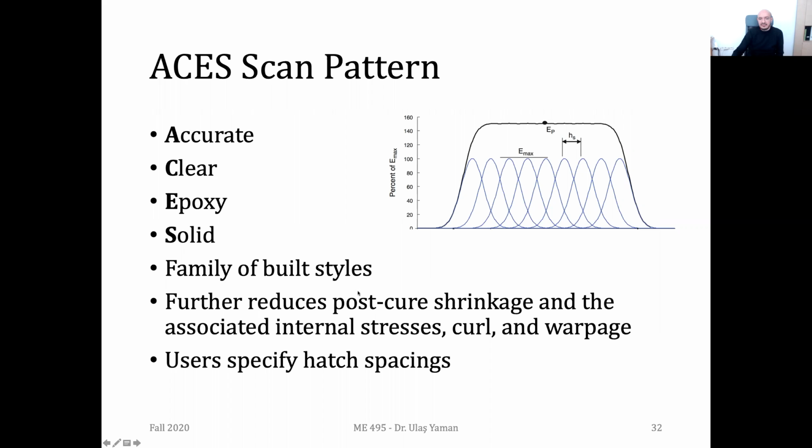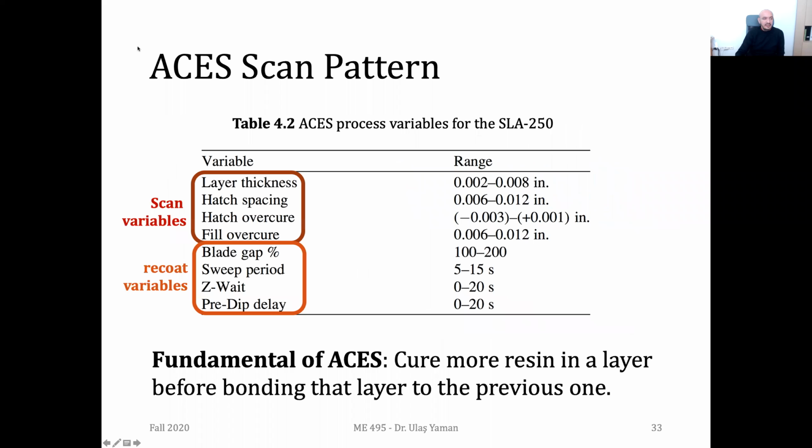So with the help of it, the problems of curing are further reduced. They have eliminated the shrinkage, internal stresses, and warpage. But obviously, as I said, you cannot just use the ACES pattern. You should use it along with weave patterns or star weave patterns. Any questions, guys, about these patterns?